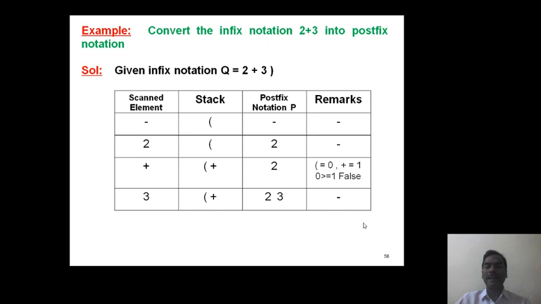Then the next scanned element is a right parenthesis. When the right parenthesis is encountered, repeatedly pop elements from the stack and add them to P until a left parenthesis is encountered. Here the first deleted element is plus, which is not a left parenthesis, hence it is added into P. Next element is the left parenthesis. When the left parenthesis arises, simply remove it.